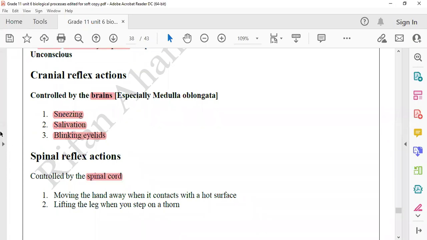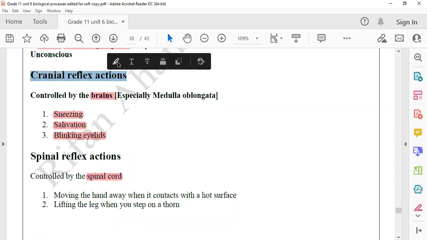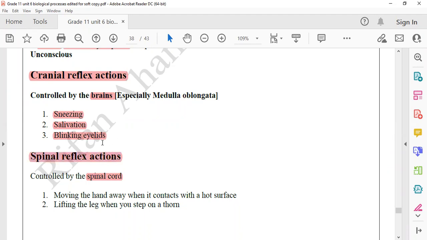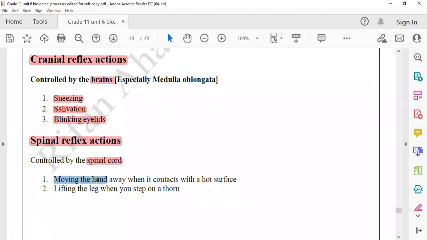spinal cord. Okay. If it is controlled by the brain, how do you describe them? Cranial reflex actions. If it is controlled by the spinal cord, how do you describe them? Spinal reflex actions. Are you clear? Yes, sir. Okay. Taking the hand away from a hot object or raising the leg when pricked by a thorn are some spinal reflex actions. You should know these examples. They are within your syllabus.